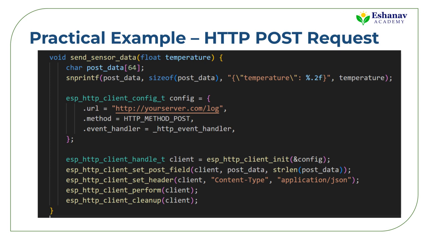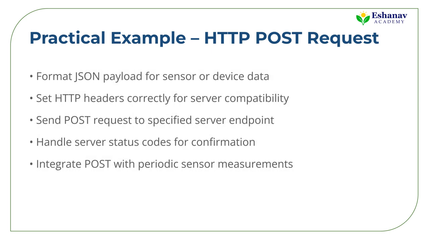You specify content type headers and handle server responses for success confirmation. This mirrors real IoT deployments like logging environmental data or device status to cloud dashboards. Properly handling status codes ensures your system can retry or alert on failed submissions. Using JSON provides a structured, widely compatible format for downstream analytics. This pattern, GET for fetching commands, POST for sending data, is foundational for cloud-connected IoT applications, from smart agriculture to industrial monitoring.